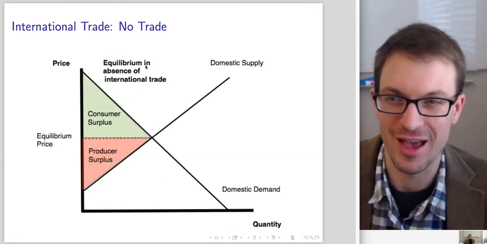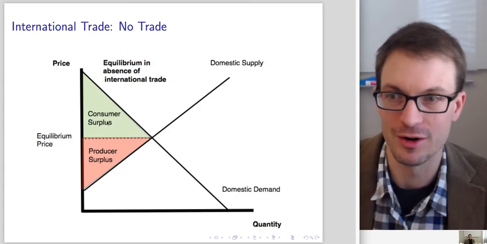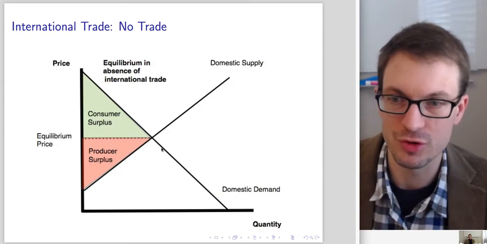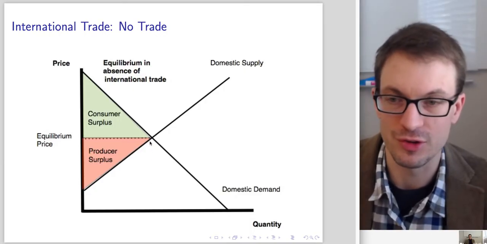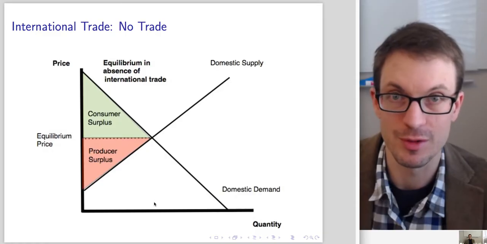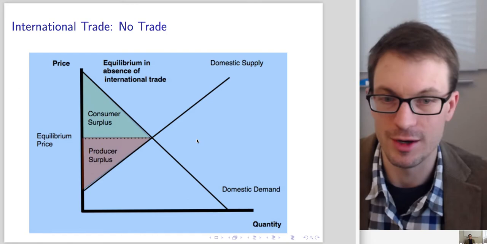Without international trade, we have our domestic demand curve. We have our domestic supply curve. We have consumer surplus. We have producer surplus. We have an equilibrium quantity, which is restricted to how much this economy can produce for themselves. All right. So this is without trade.